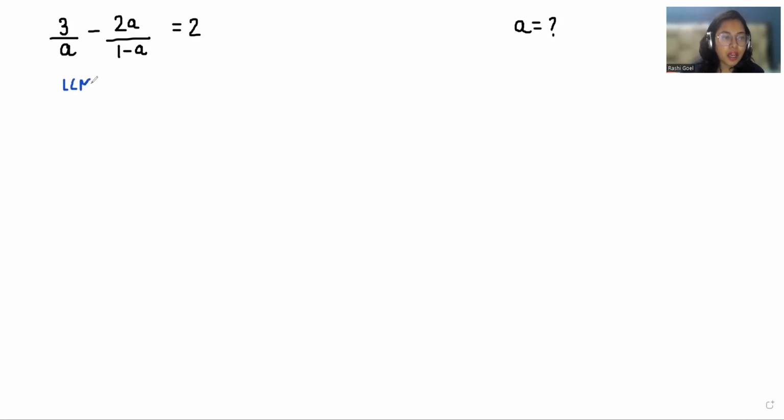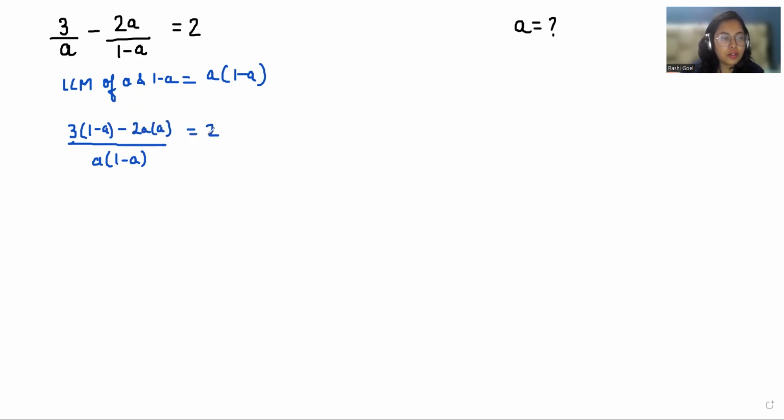So first I'm taking the LCM of the denominators. So the LCM of a and 1 minus a is a times 1 minus a. So we can write here a times 1 minus a, and in the numerator, with 3 we multiply 1 minus a, and with minus 2a we multiply by a, is equal to 2.